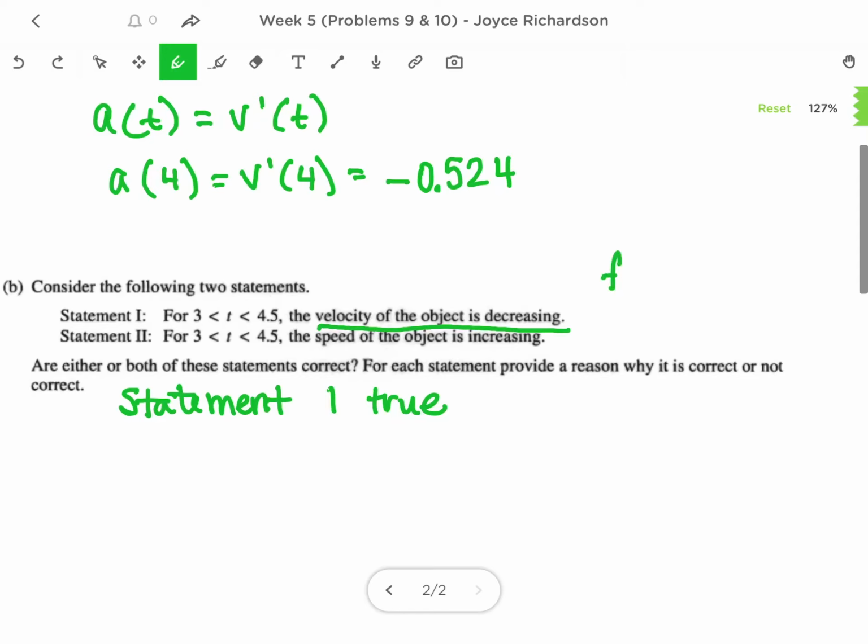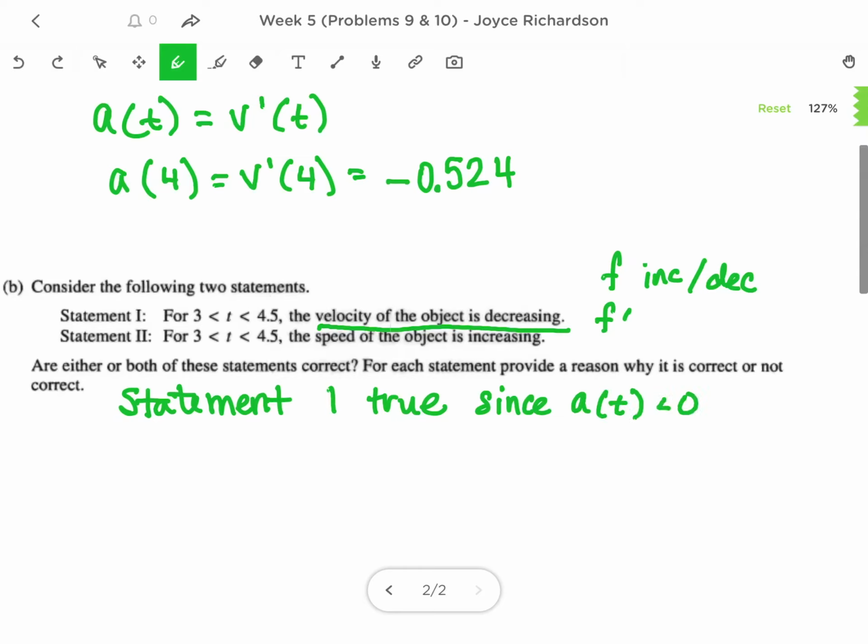Right? If we were looking at f of x increasing or decreasing back in chapter 4, you would have gone and looked at f prime. So if we want to talk about whether or not the velocity of the object is increasing or decreasing, we need to talk about the derivative of that velocity, which is acceleration. So you needed to talk about either v prime or a of t being less than 0 on that interval. Okay?